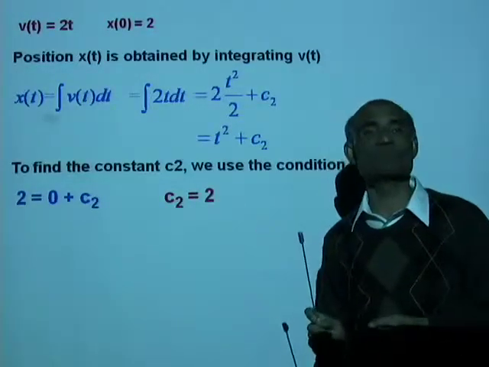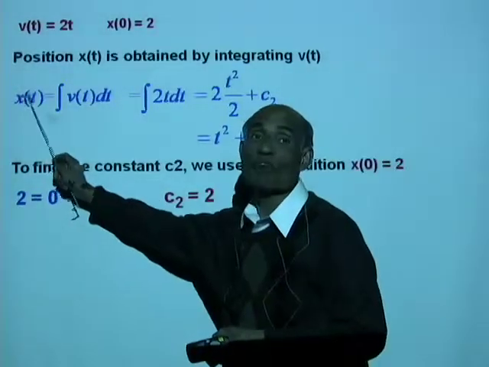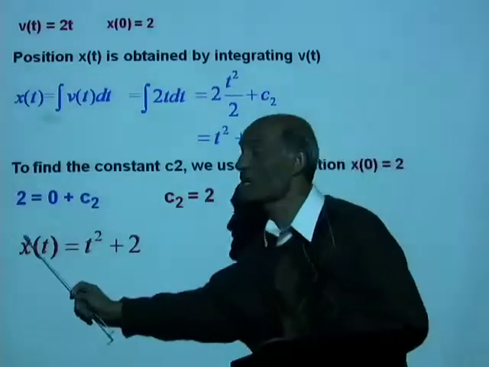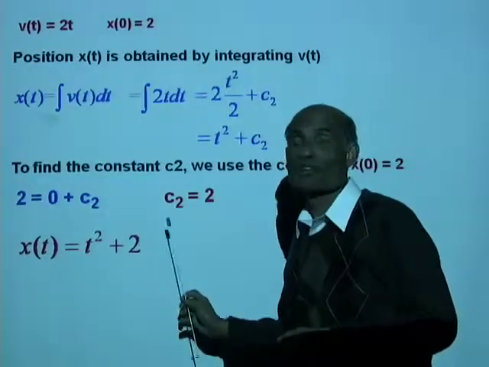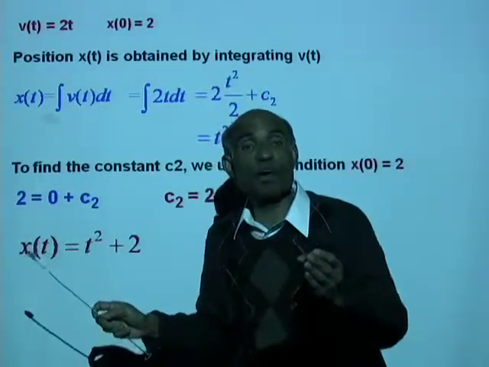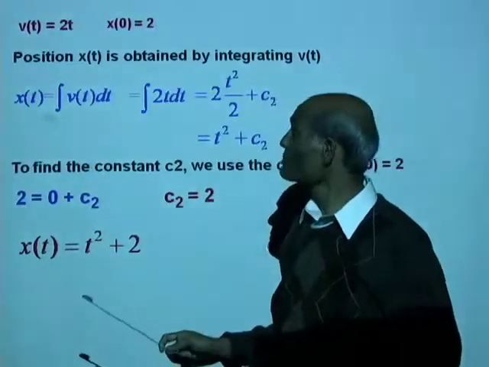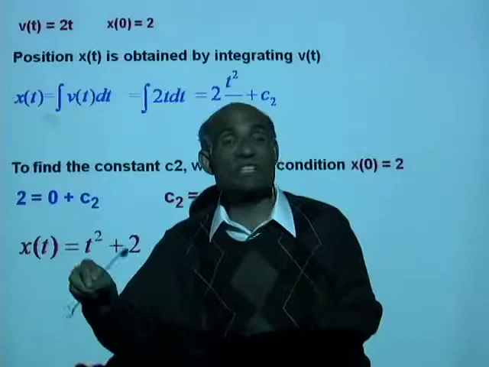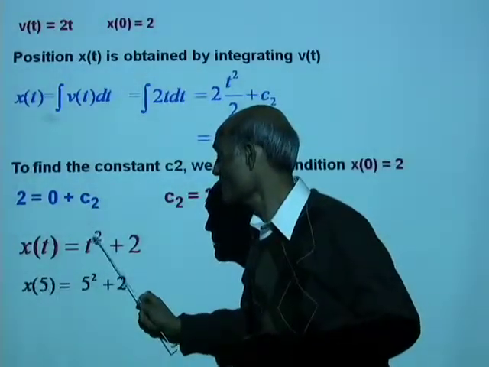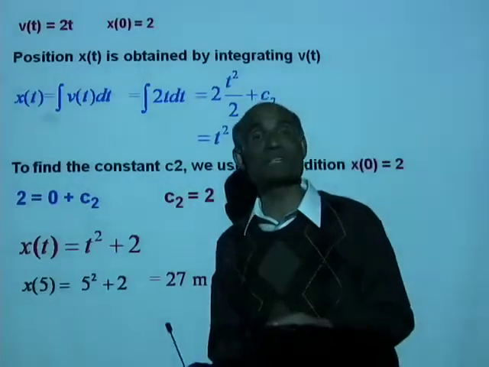c2 equal to 2. And therefore, what is the position function now? Therefore, x of t is t squared plus 2 is the position function. You can now use this position function to find the position of the object at any given time. Now, we were told to find the position at the time t equal to 5 seconds. Therefore, x of 5 is 5 squared plus 2, that is 27 meters.